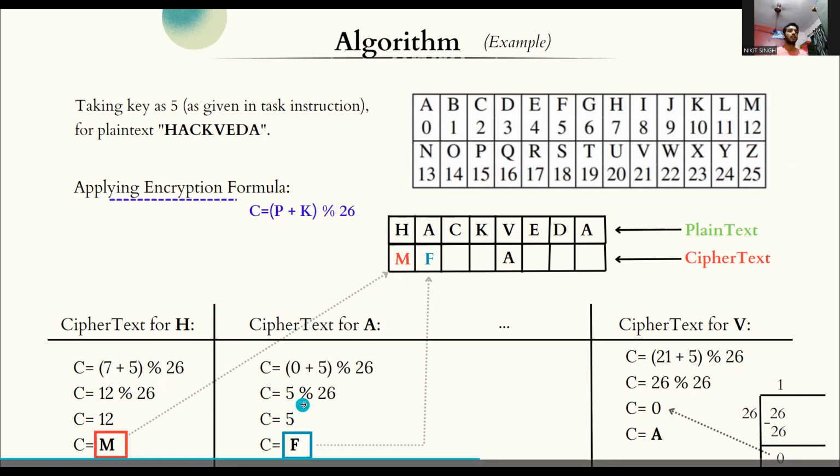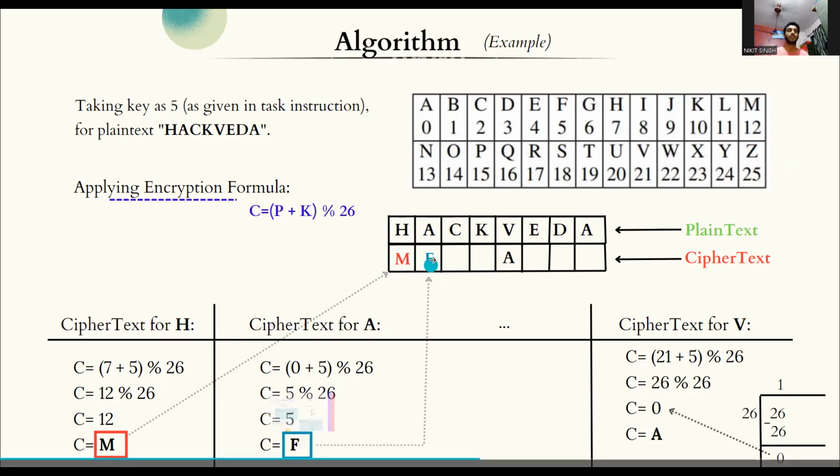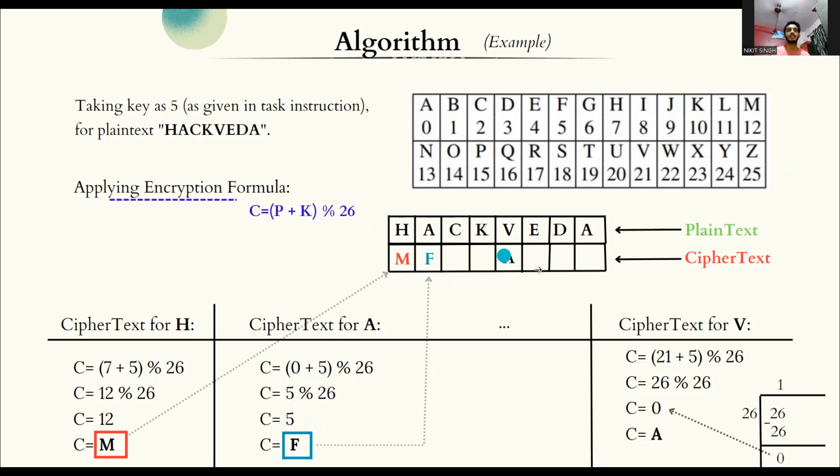Similarly, I have applied the formula for the letter A, and I'm getting this F letter. So here F is the cipher text for the plain text A. Now this is the algorithm of the Caesar cipher. Now let us move on next.